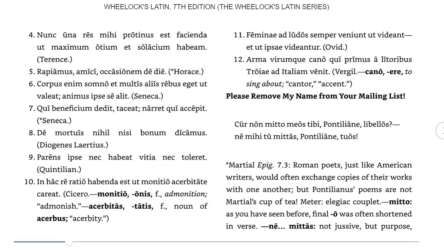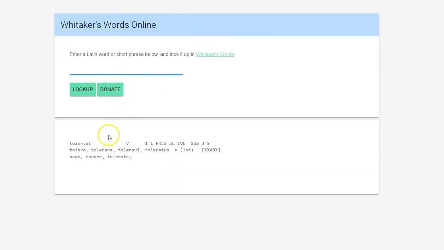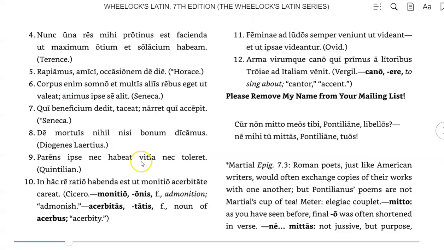So toleret also is in the subjunctive, and we can verify that because normally it's first conjugation, but A becomes E when we have the subjunctive. So that is an example of the use of the subjunctive where we're giving a command or some kind of strong request. And as an educator, that's what Quintilian was certainly trying to do.